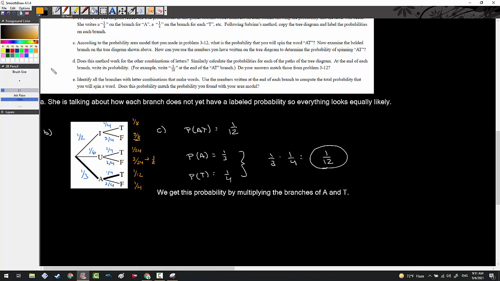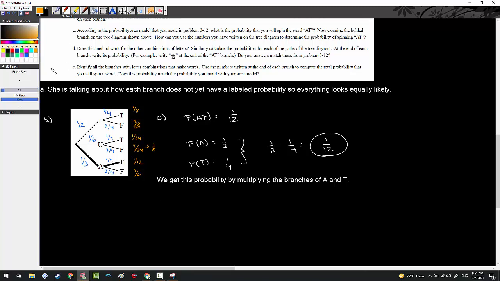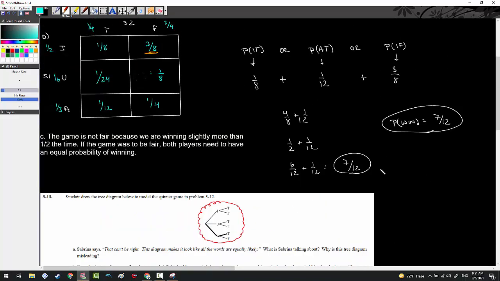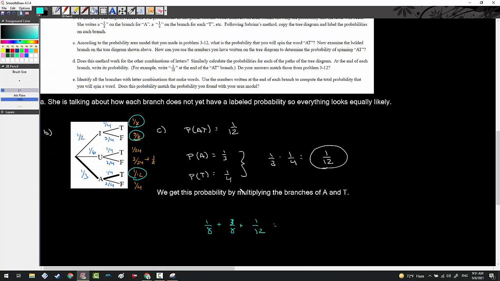Awesome. Part E says identify all the branches with the combinations that make words, and then let's find out if the probabilities match up. So it, if, and at were the words. So that became 1/8 plus 3/8 plus 1/12, and I believe we did that problem already up here and got 7/12. So we are all good. So again, what is this chapter about? It's about trying to relate the tree model back to the area model. It's just a different way of looking at probability. I'll be back with the last problem.